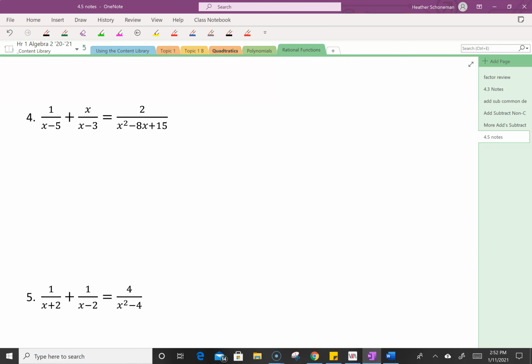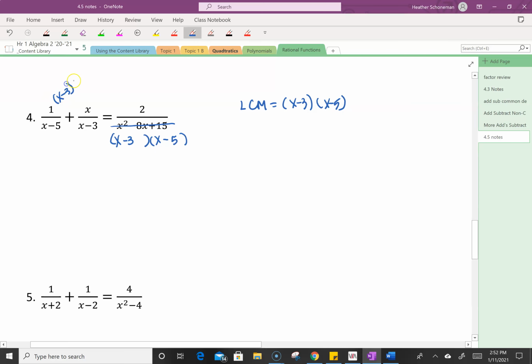So to solve this, I need to clear the fractions. So I need to figure out what the least common multiple is, but I can't figure out the least common multiple if everything's not factored. So this is a green light. The two numbers that multiply to 15 and add to -8 would be -3 and -5. So my least common multiple is x minus 3, x minus 5. So to clear the fractions, I'm going to multiply everything times the least common multiple.